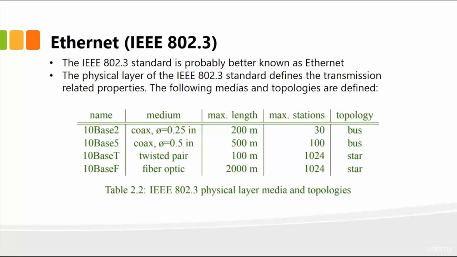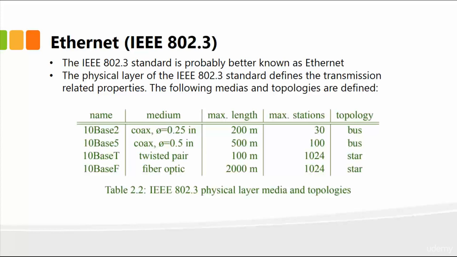Additional things about Ethernet, IEEE 802.3. Certain buzzwords that you'll find all across the industry wherever you go. The 802.3 standard is most commonly known as Ethernet. Okay, so you'll come across the term Ethernet all the time. The physical layer of this standard defines the transmission related properties. For instance, the media that you see in the chart and topologies are defined.